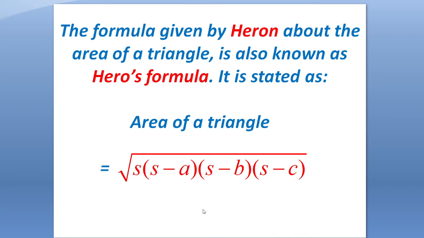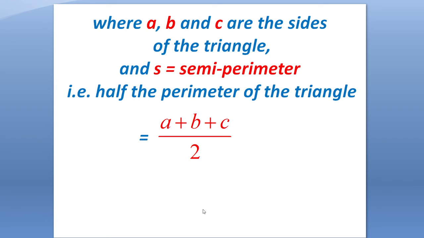So the formula is given by Heron about the area of a triangle, also known as Heron's formula, and it is stated like this: area of triangle is equal to root of s into (s minus a) into (s minus b) into (s minus c), where a, b and c are the sides of the triangle and s is the semi-perimeter, that is half the perimeter of the triangle, which is equal to the sum of all three sides divided by 2, (a plus b plus c) by 2. So this is Heron's formula.